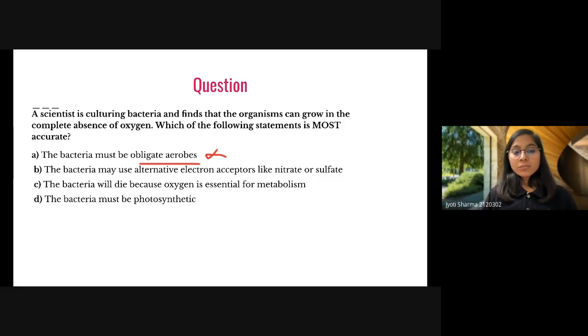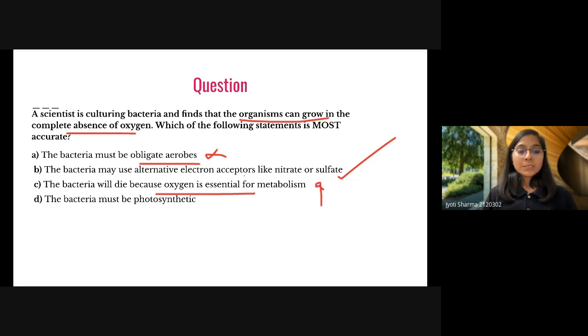Then bacteria may use alternative electron acceptors like nitrate and sulfate, this is right. Then bacteria will die because oxygen is essential for the metabolism. No, the statement is like the organism can grow in the complete absence of oxygen. If they can grow, then how is oxygen important for the metabolism? So this is a wrong statement.